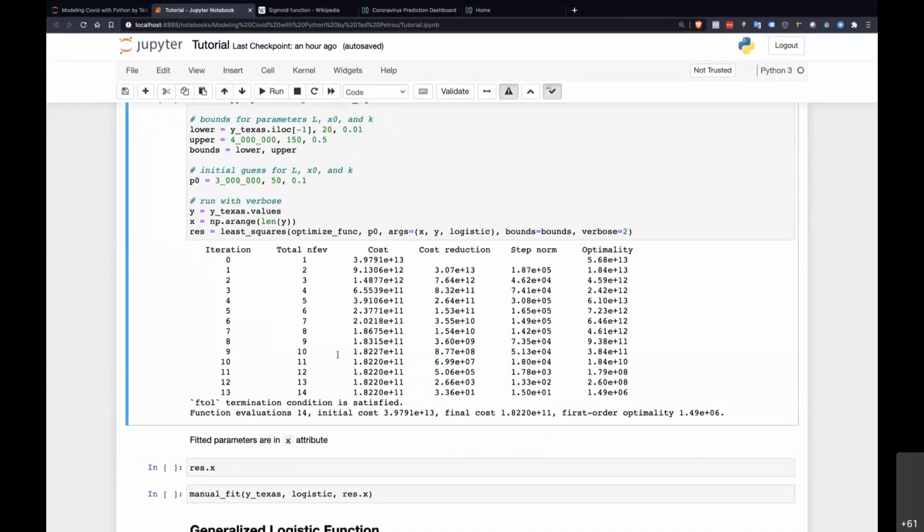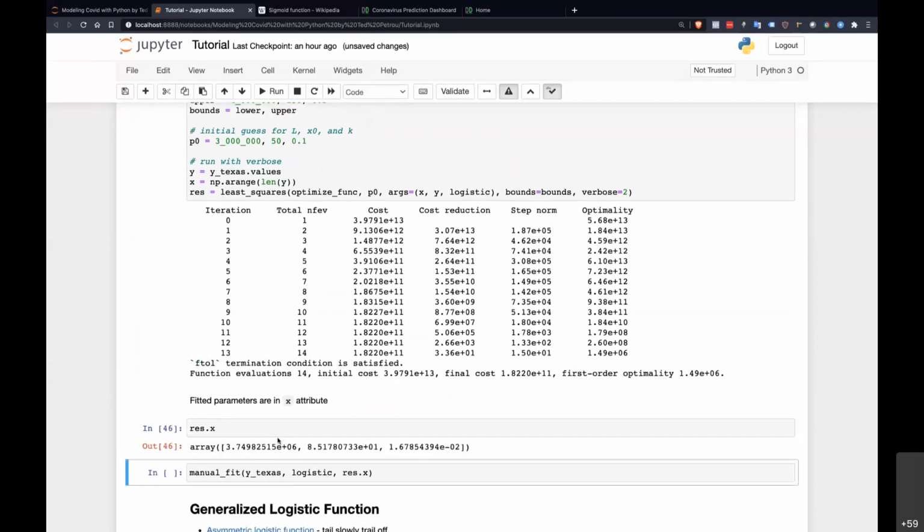Okay, so it successfully stopped. It also stops if there are too many iterations, and it'll tell you that it failed. And so this one did not fail. See, it said this termination condition was satisfied. So whatever this F tolerance termination is, it was satisfied.